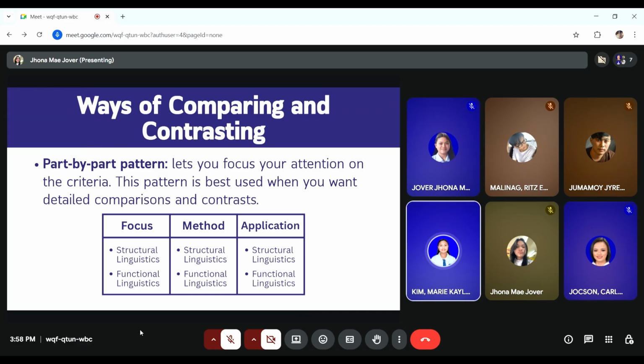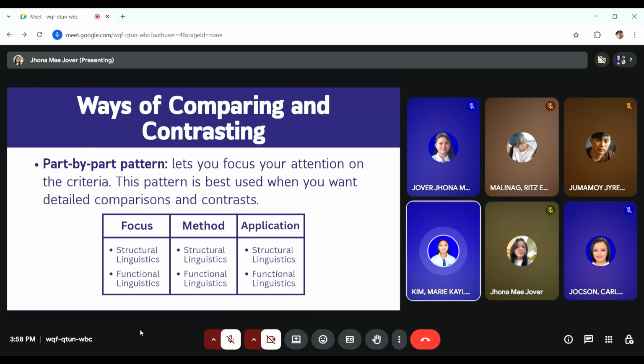This one is best used when we want detailed comparison, we want to highlight specific similarities and differences, and the criteria are very important in the discussion. However, this pattern requires careful organization. If it is not done properly, this pattern may confuse the audience.